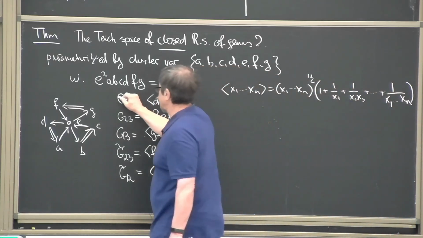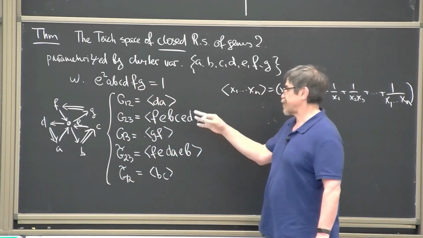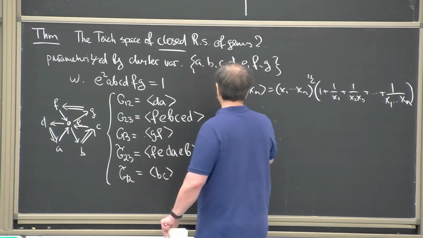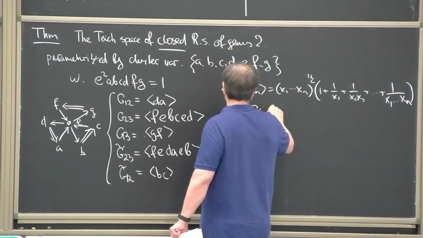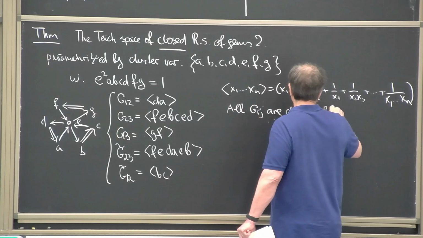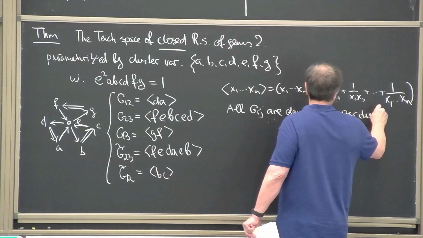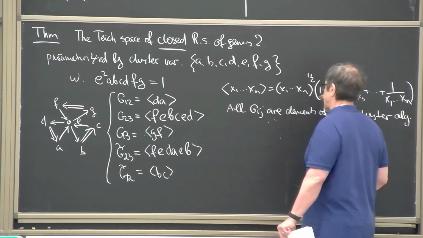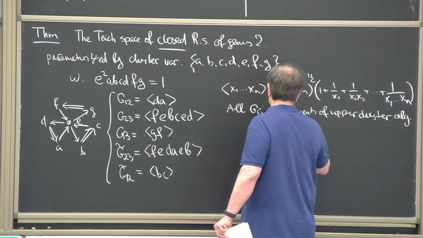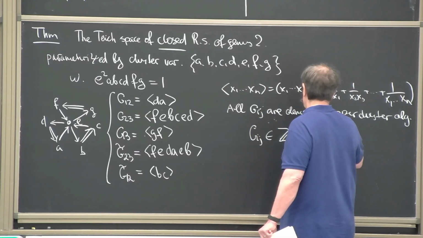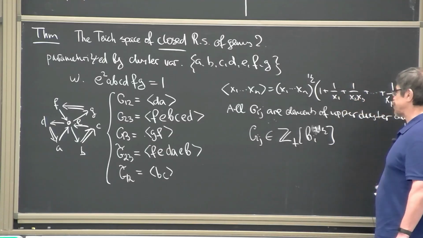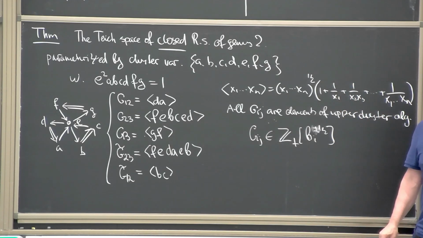All these geodesic functions, we need 5 of them, and we need the skein and Poisson relation to get all actually closed geodesics on this surface. Moreover, all Gij are elements of the upper cluster algebra. Elements of the upper cluster algebra means that they belong to the positive definite polynomials of, in general, half integer powers of cluster variables in any cluster, in any seed.